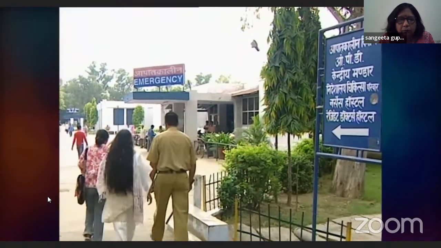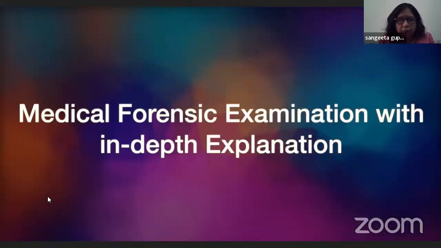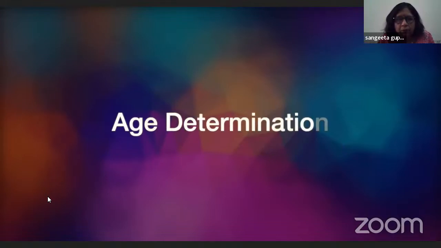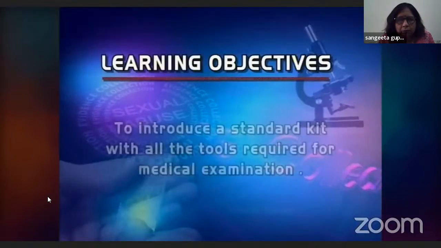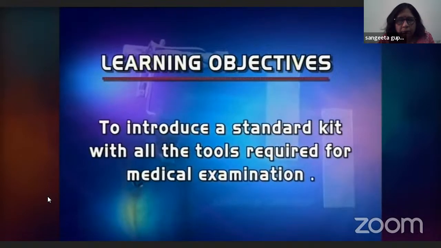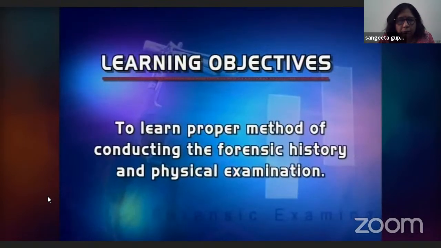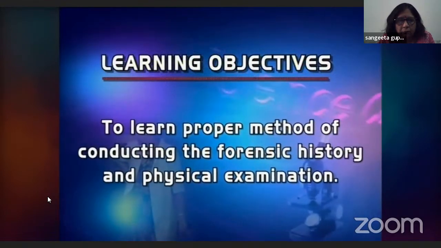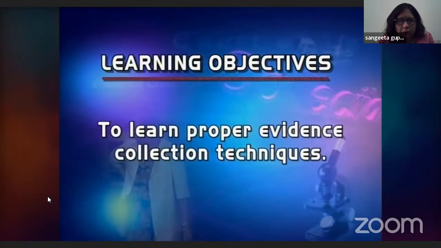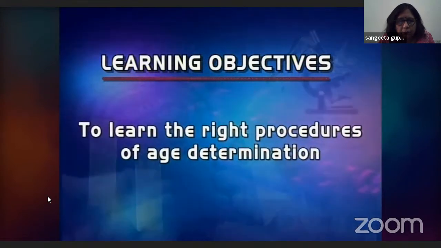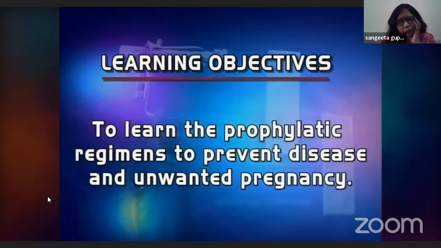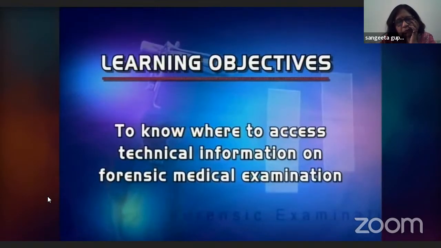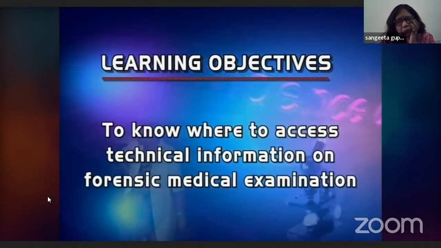The film will now instruct you on how to conduct a state-of-the-art examination of a young female sexual assault victim: medical forensic examination with in-depth explanation, age determination, summary of forensic examination. The film has the following learning objectives: to introduce a standard kit with all the tools required for medical examination, to learn the proper method of conducting the forensic history and physical examination, to learn proper evidence collection techniques, to learn the right procedures of age determination, to learn the prophylactic regimens to prevent disease and unwanted pregnancy, and to know where to access technical information on forensic medical examination.